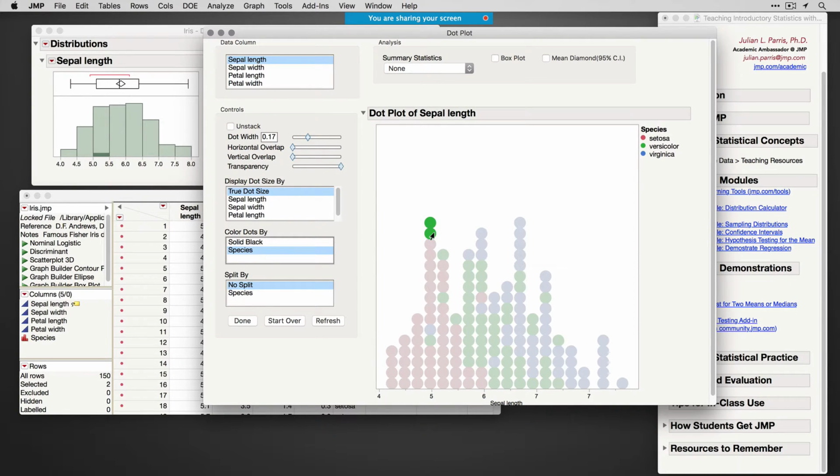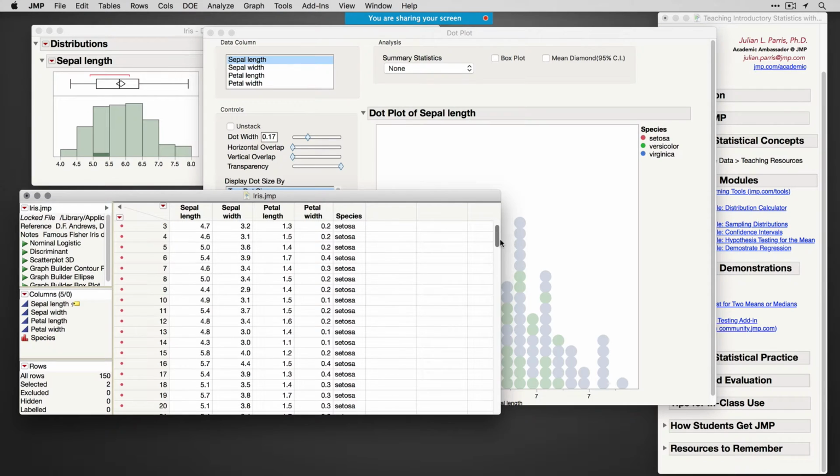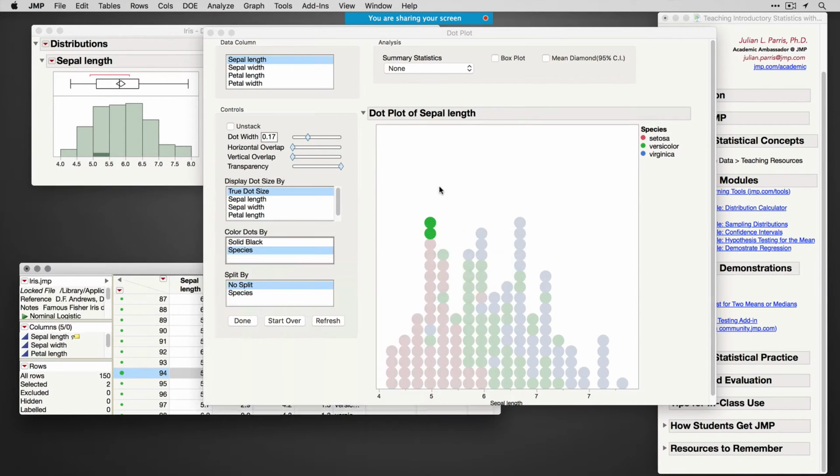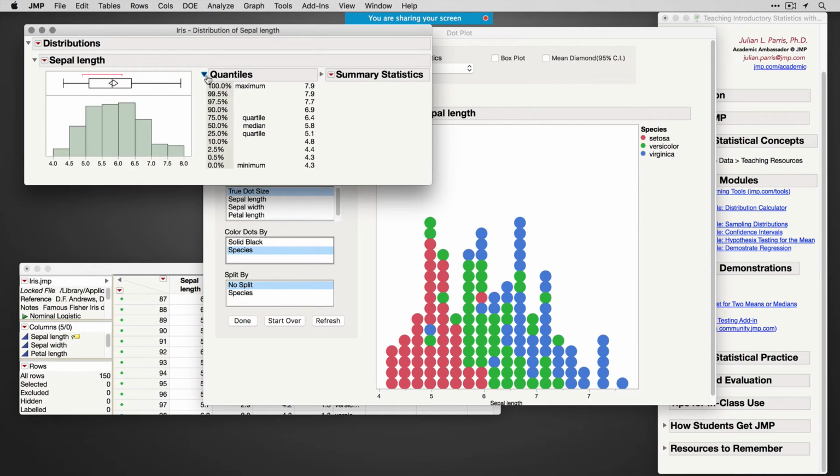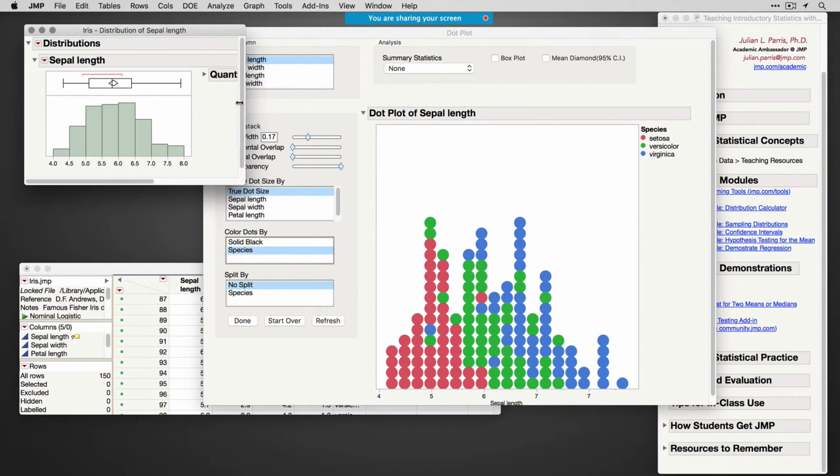So the two I selected here, those two versicolor points, right? Those are two observations in the actual data set, right there and right there. And the dot plot lets students really understand why a histogram is showing what it's showing. And I like using them in conjunction, actually. I like to have both open at the same time.